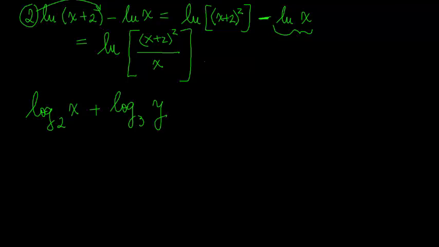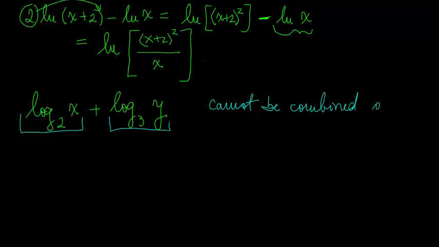Finally, how about log base 2 of x plus log base 3 of, say, y? And I want you to notice that here you have two different logs, namely their bases are, in the first case 2, and in the second case you have a log base 3. And because the property applies to logs of the same base, I want you to be careful and understand that these cannot be combined, as they have different bases.